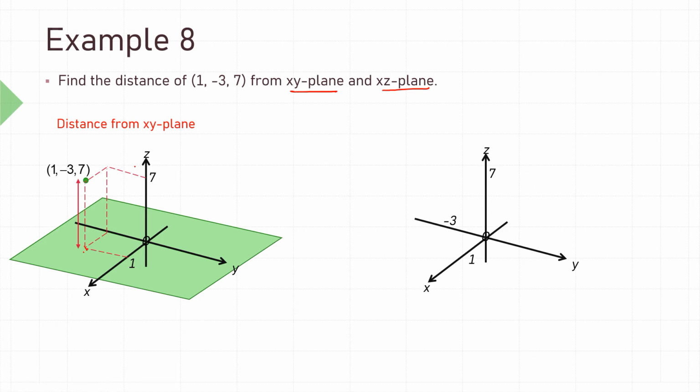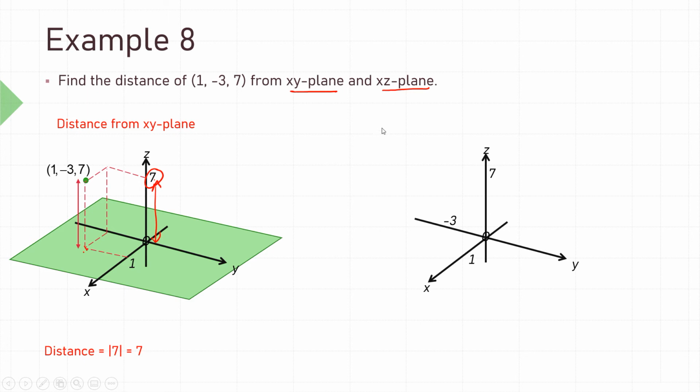So what about the distance? This is actually 7 here, so 7 to 0. This is the same as this, so the distance is actually modulus 7. Why do I put modulus 7? Because if you have a z coordinate of -7, the distance should be the positive modulus.